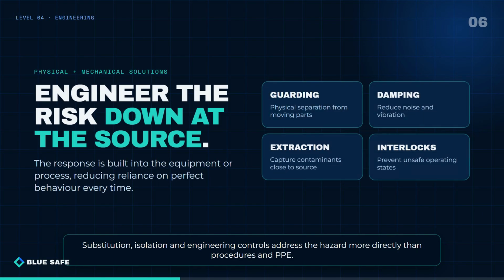Engineering controls use a physical or mechanical solution to reduce the risk. Guarding, noise damping, local extraction, interlocks, or automated handling are common types of engineering response, depending on the hazard. Substitution, isolation, and engineering controls sit above administrative controls and PPE because they address the hazard more directly. They are generally less dependent on perfect behavior every time the work is done.